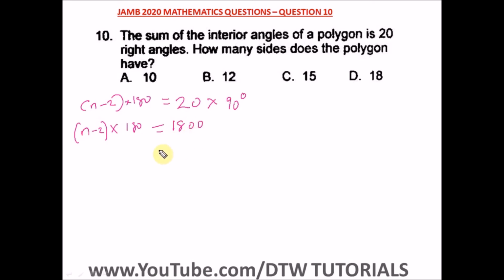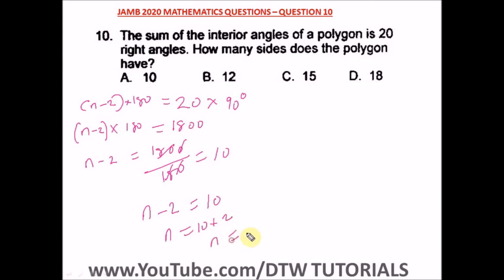So let's equate this. We have n minus 2 is equal to 1800 over 180, which is equal to 10. So we have n minus 2 is equal to 10. Therefore n is equal to 10 plus 2. So n is equal to 12. So that is our answer.